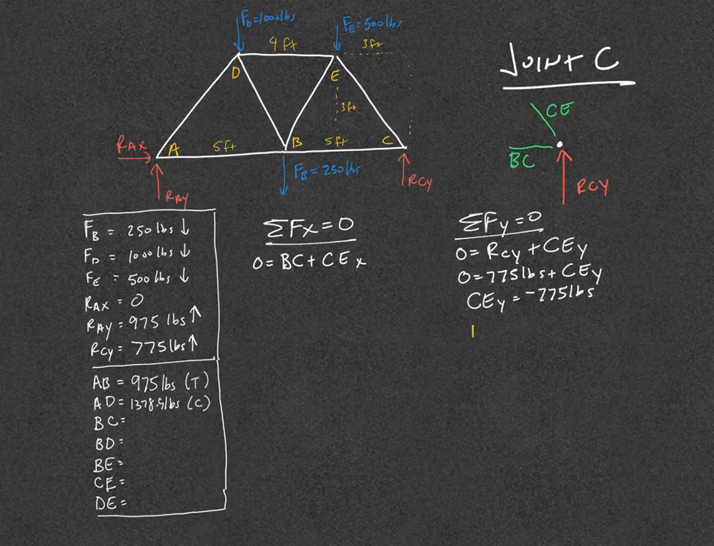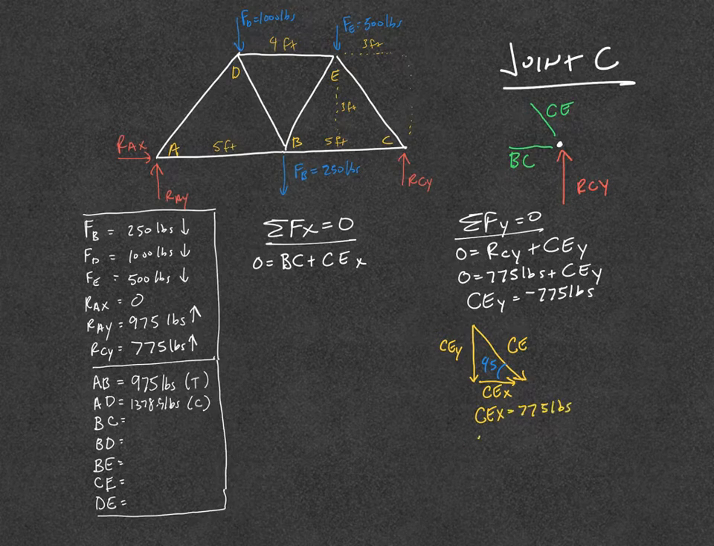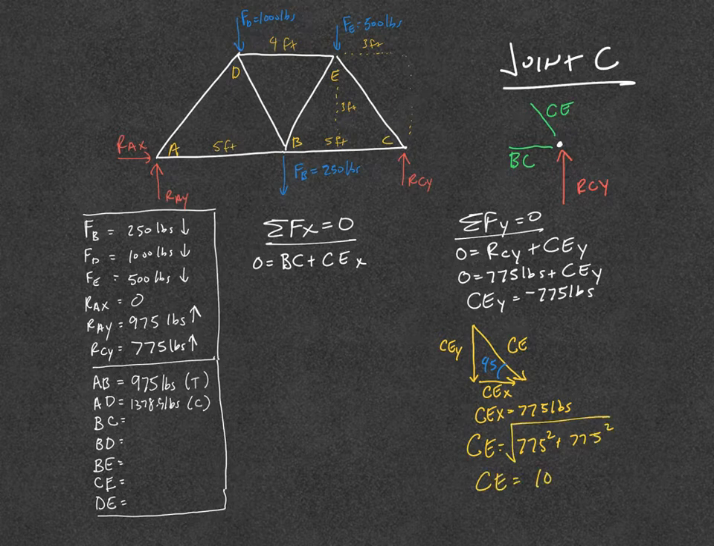That means that CEY is going down. Its sense is down, which means that CE's sense is going to be down and to the right. And that CEX then has to be going to the right. Since I have a 45-45-90 triangle, I can just assume that CEX is going to be the same magnitude as CEY, or 775. And if I solve for CE using Pythagorean theorem, I'm going to come up with about 1096 pounds. And that's down and to the right. I'm going to note that on my free body diagram.